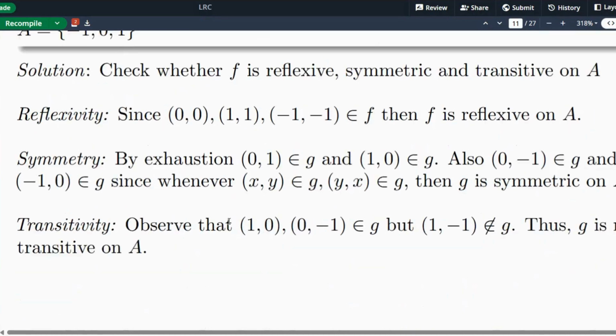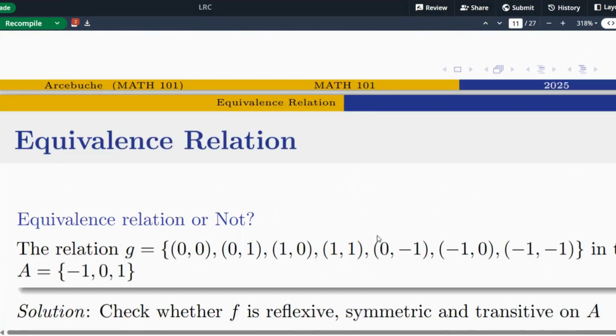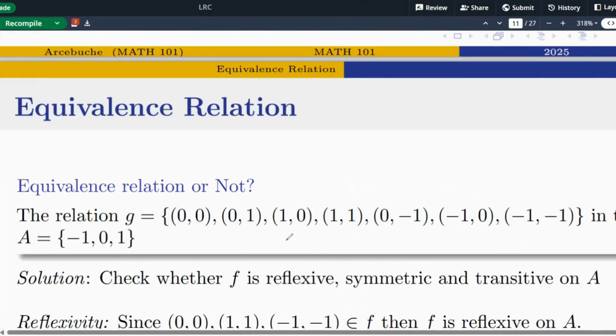Transitive, let's see. Okay, so sa transitive, actually, hindi siya transitive dahil dito sa counterexample. So, let's see. Bakit siya hindi transitive? So, kukunin ko si 1, 0, and si 0, negative 1. Ito yung X, ito yung Y, ito yung Y natin, ito yung Z. So, notice na yung 1, 0 nasa G, plus si 0, negative 1 nasa G. Kung transitive siya, dapat si X at Z ay magjowa. Kasi di ba, si 1 at 0, magjowa sila. Si 0, jowa niya si negative 1. Kung transitive yan, dapat si 1, jowa niya din si negative 1.